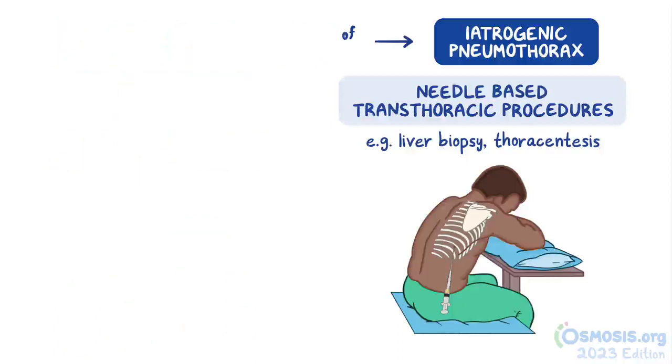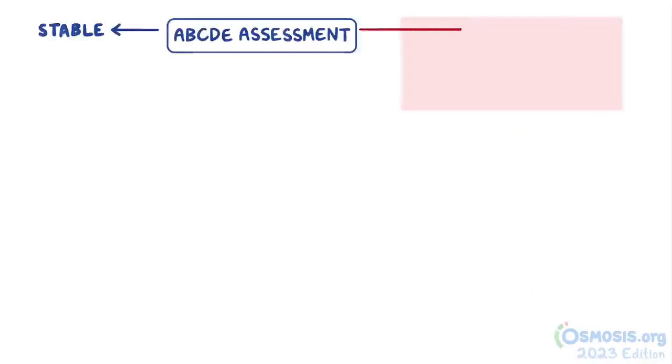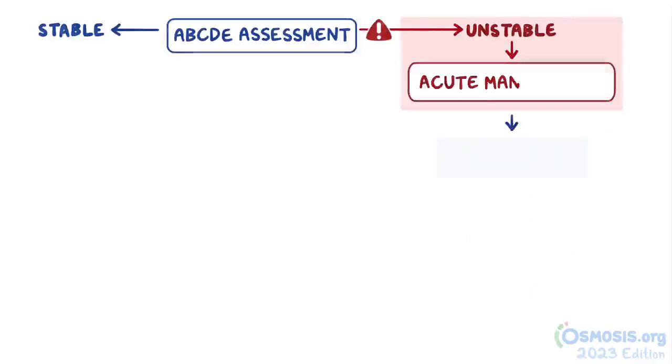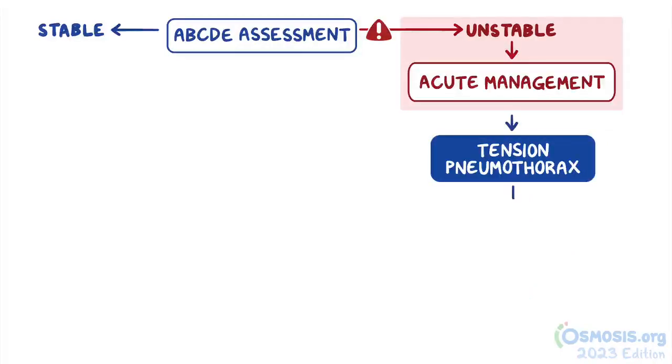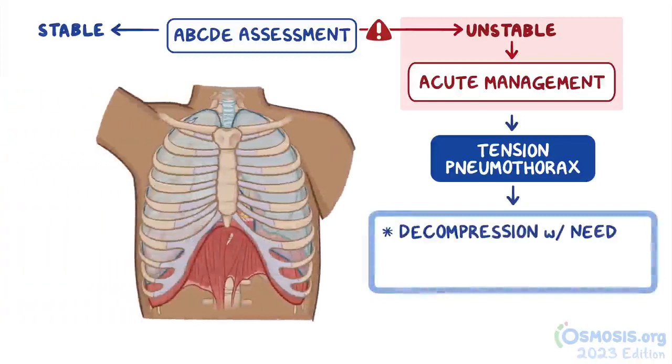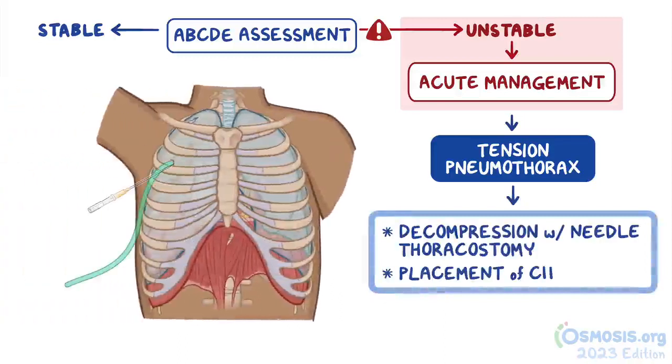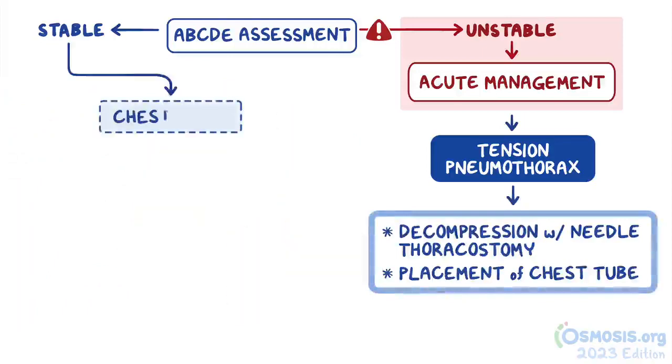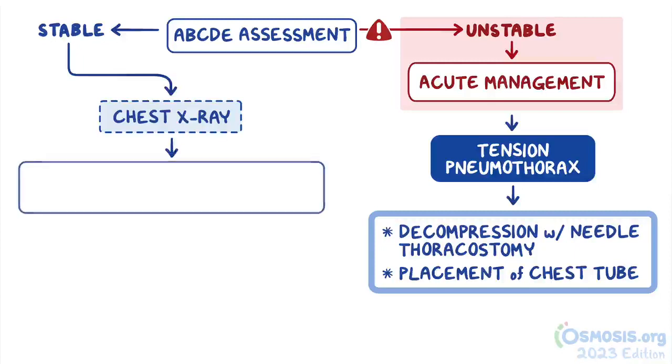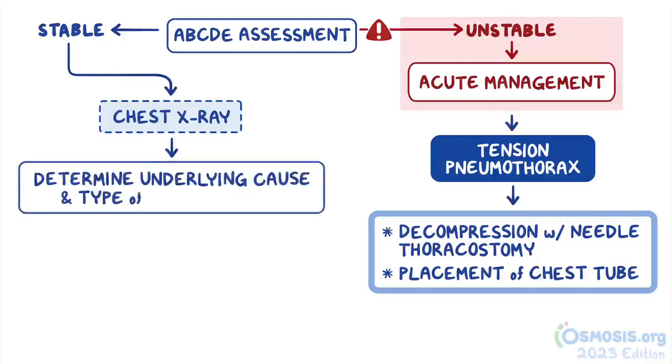All right, as a quick recap, if you suspect pneumothorax, perform an ABCDE assessment to determine if your patient is unstable or stable. Unstable individuals typically present with tension pneumothorax and usually require immediate decompression with needle thoracostomy prior to placement of a chest tube. On the other hand, in stable individuals, use a chest x-ray to make the diagnosis. Next, review the patient's history to determine the underlying cause and type of pneumothorax.